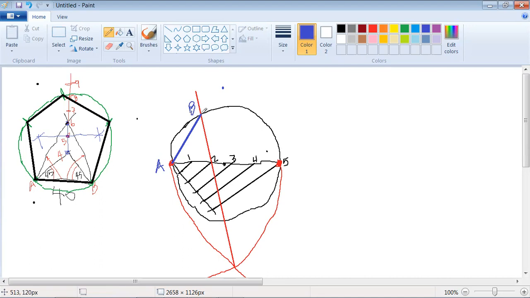This is point B. Put the compass from A to B and, standing on B, you make one cut. Standing on B, you make a second cut. Standing here, you make a third cut. 1, 2, 3, 4. Make the other cut. And then the last one will be 5.